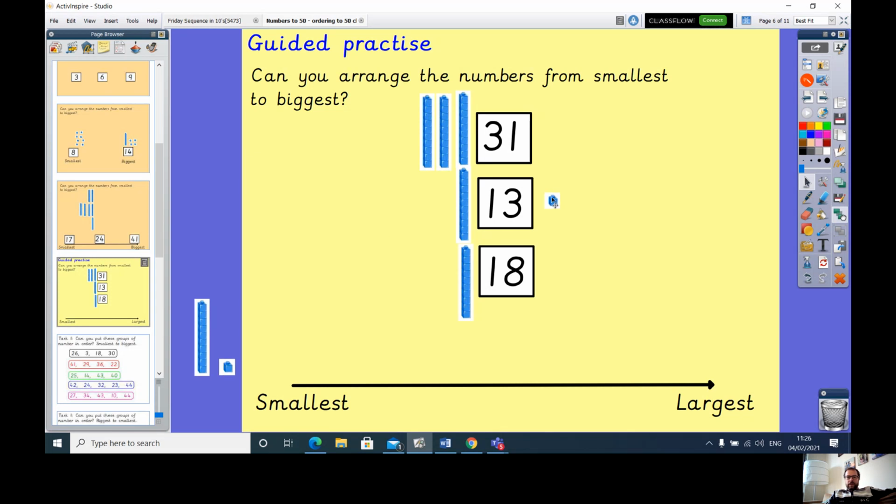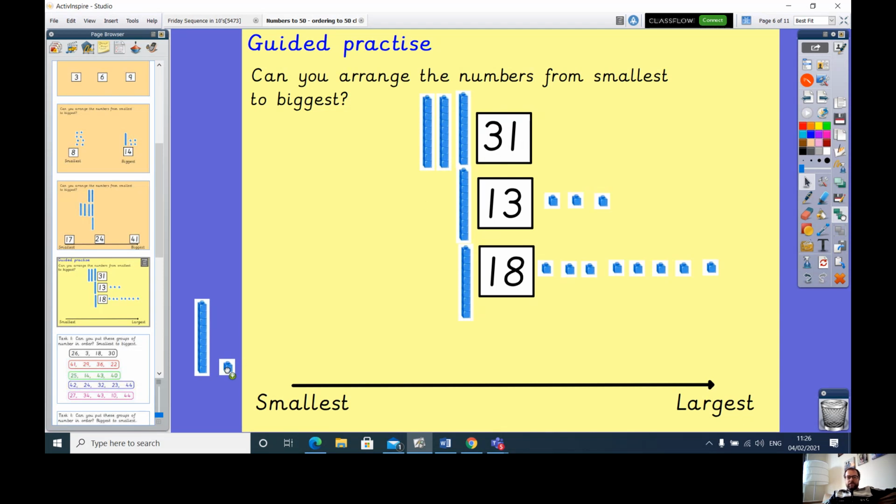Excellent, it's got 3. 1, 2, 3. Okay, and how many ones has 18 got? It's got 1 ten and excellent, 8 ones. So let's try and do this. 1, 2, 3, 4, 5, 6, 7, 8. Okay, now just so we're doing it with all the numbers, 31 has 3 tens.